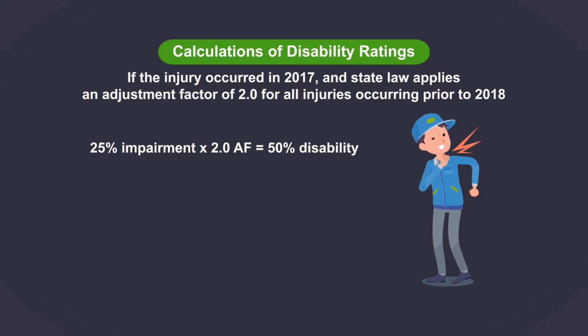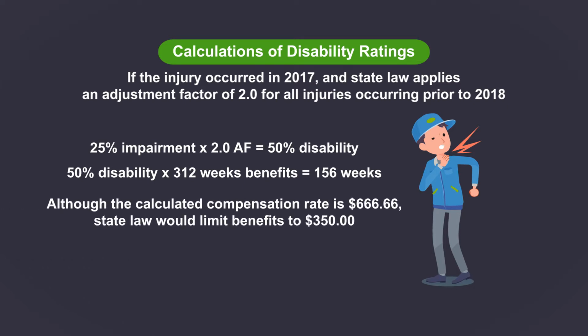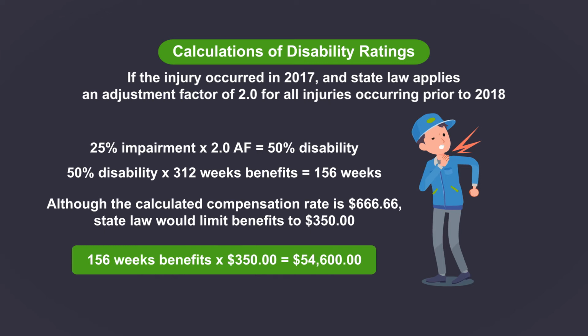25% impairment times 2.0 adjustment factor equals 50% disability. 50% disability times 312 weeks benefits for the arm equals 156 weeks of benefits. Although the calculated compensation rate is $666.66, state law would limit benefits to $350. 156 weeks of benefits times $350 would come out to $54,600.